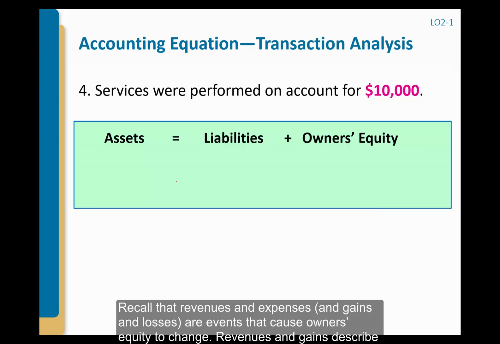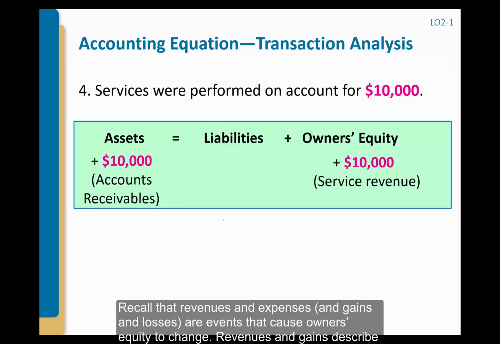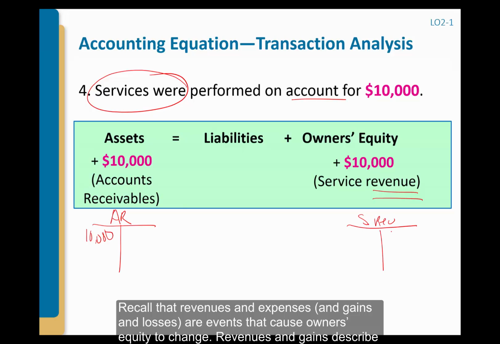Services performed on account for $10,000. In this case, if we perform the services, we're hoping these are law or CPA services, that would be our revenue. So here we have, and if it's on account, now on account, this would be accounts receivable. So accounts receivable is an asset, and that is our $10,000 debit. And then service revenue is part of our owner's equity as $10,000. And we'll expand service revenue. We'll also have expenses. That is part of it, and that also has a debit balance.